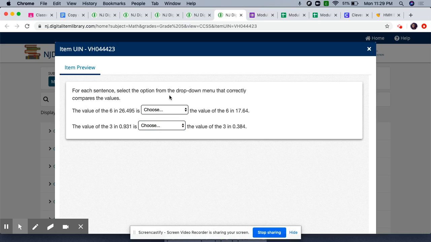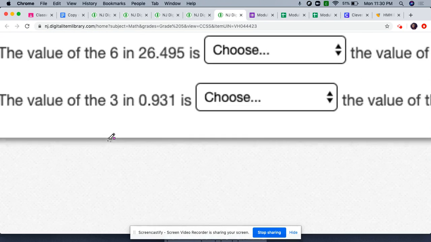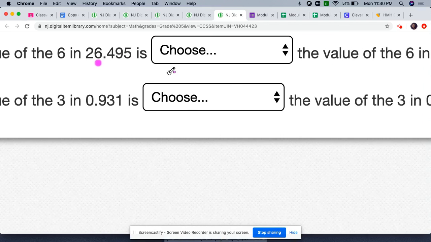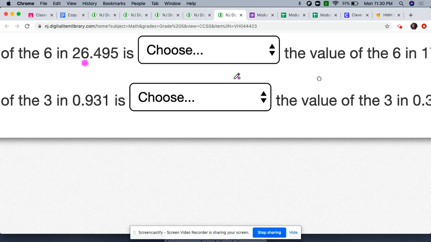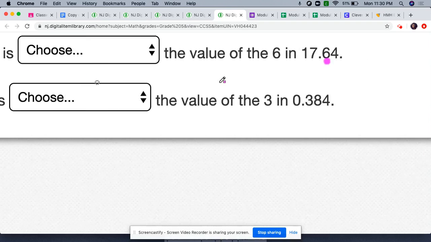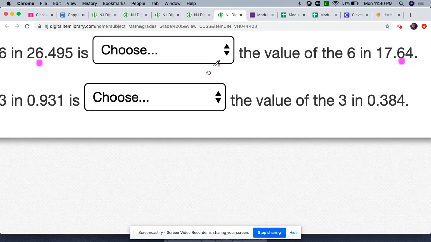For each sentence, select the option from the drop-down menu that correctly compares the values. So again, we're back to place value. We're comparing sides. So the value of the 6 in this number. So here's my 6. How much is that 6 worth? And this 6 is blank, the value of the 6 over here. So this 6 looks like it's in the ones place. This 6 looks like it's in the tens place.